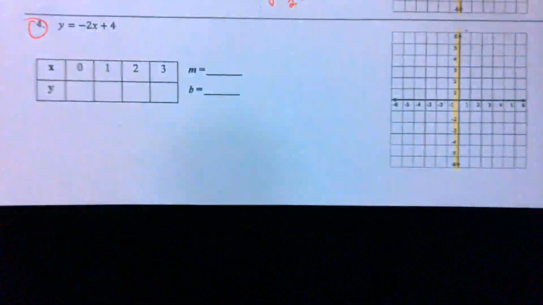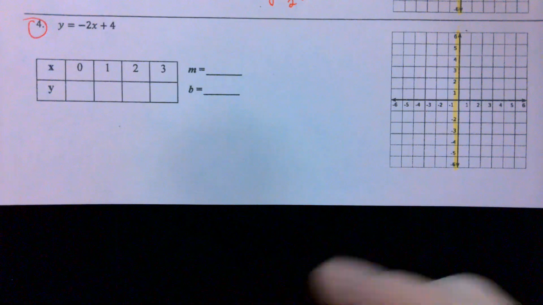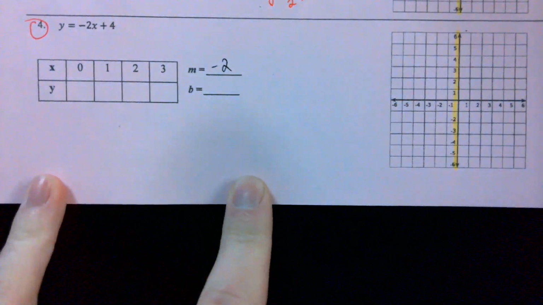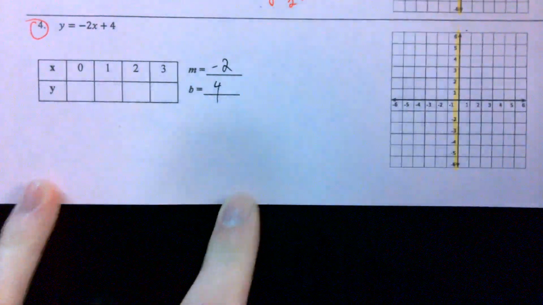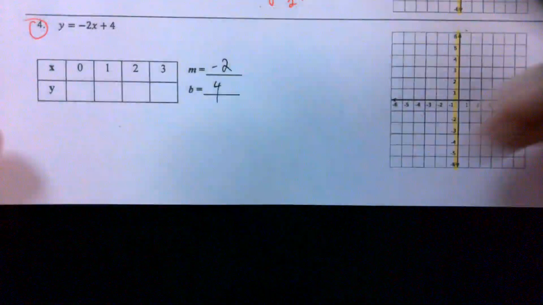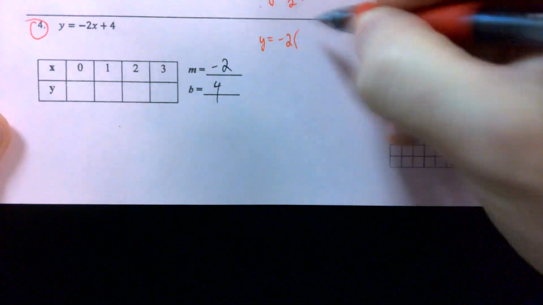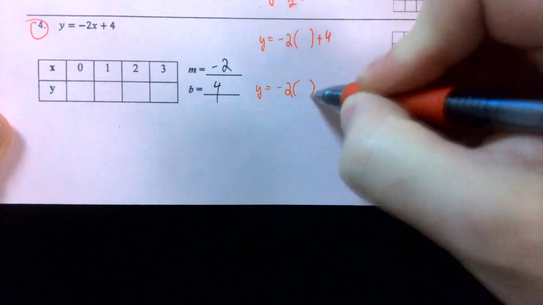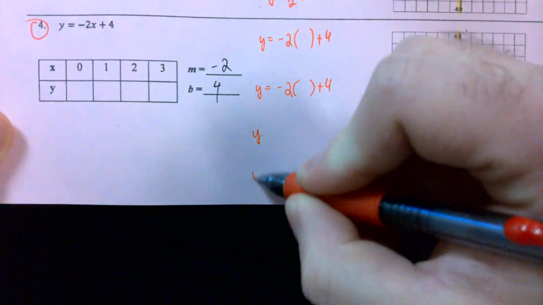Number 4. What's my M here in number 4? Just by looking right away, what's my M? M is -2. Okay. And what's my B? Positive 4, right? With what we learned today, that's all we need to know to graph our line, which makes it a lot easier. But we're going to evaluate this. Y is equal to -2 times something plus 4.